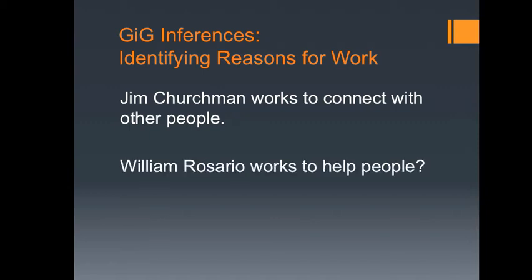Let's take a look at an inference that isn't as sound. Let's say someone wanted to argue that William Rosario, the UPS truck driver, works to help people. What would the evidence be? Well, there is one point in the text near the end where he talks about how the job isn't all bad. Sometimes you get to do cool things like delivering Christmas presents to kids or helping someone succeed and grow their business. And at the moment, it's clear that Rosario sometimes helps people and that he likes it when he does that. But here, the problem becomes an issue of reasoning.